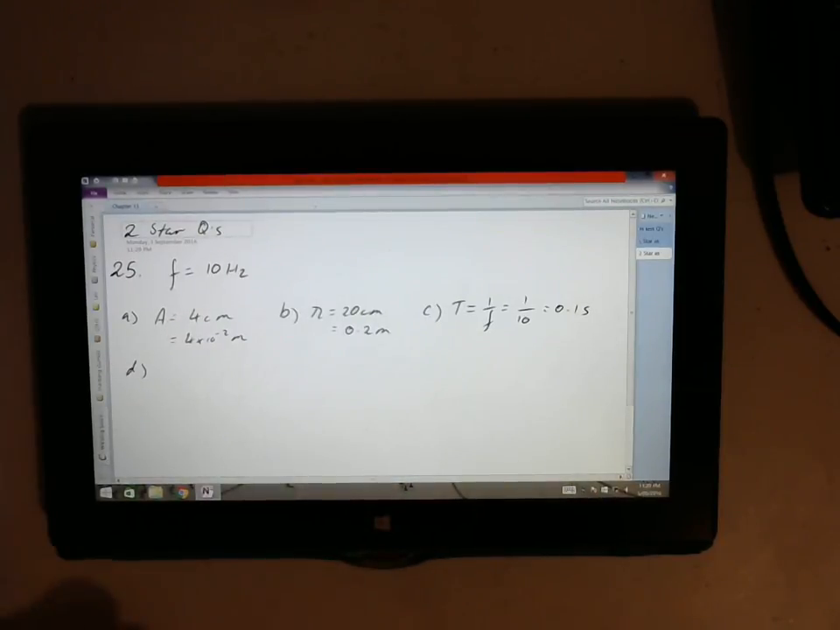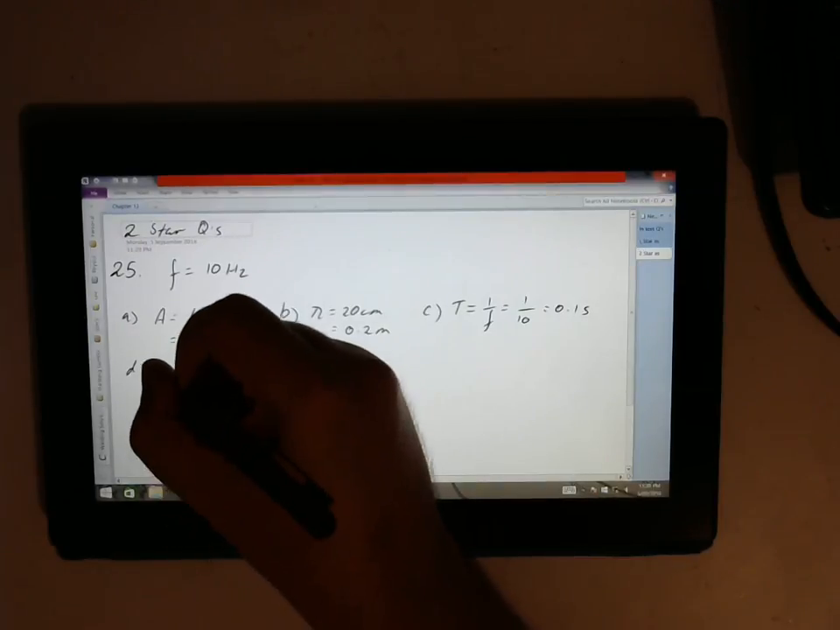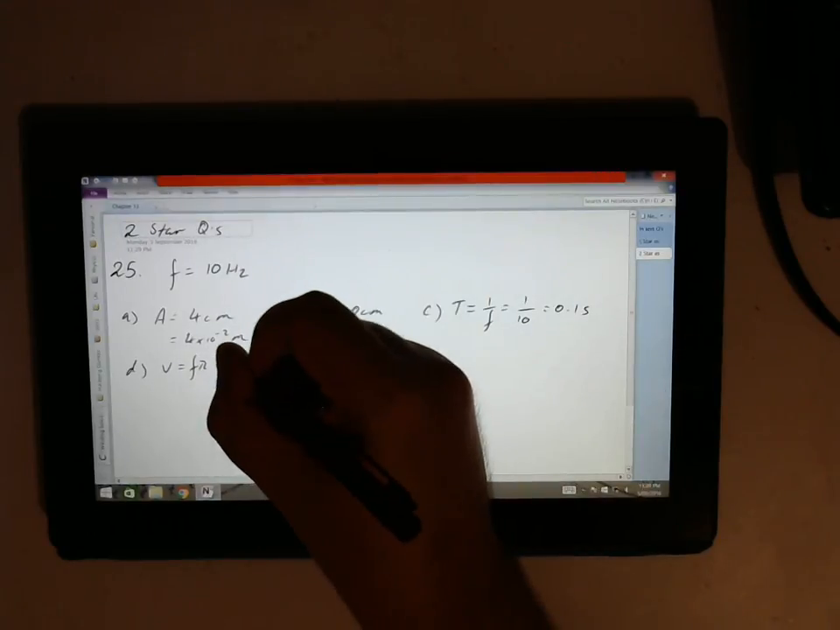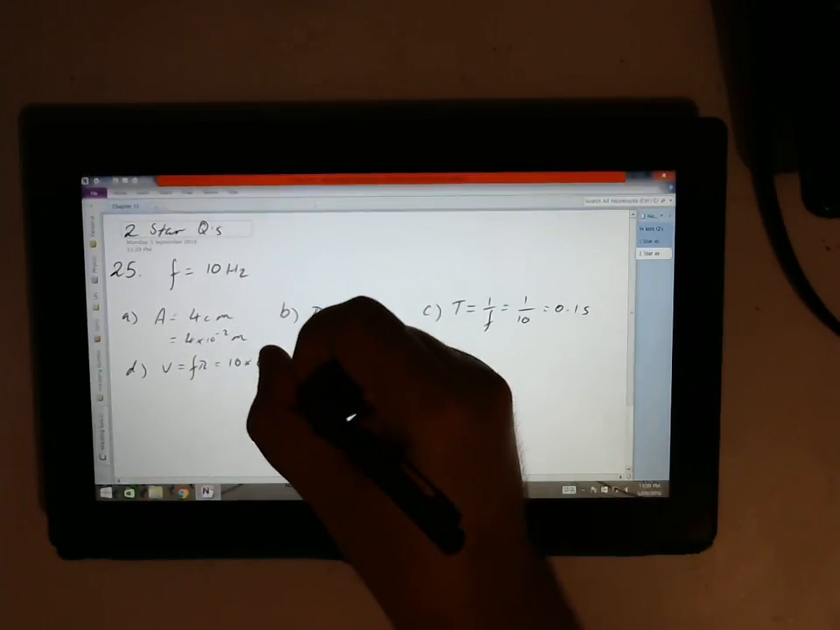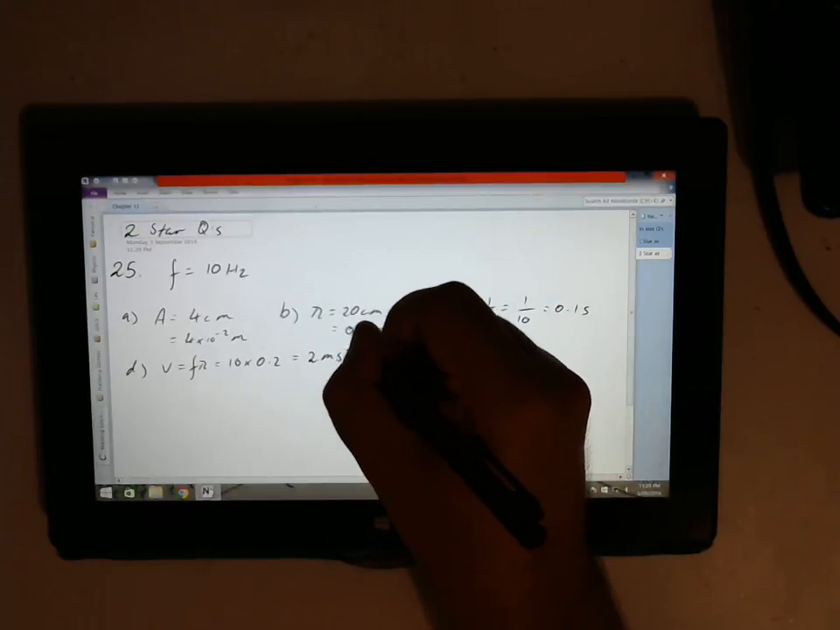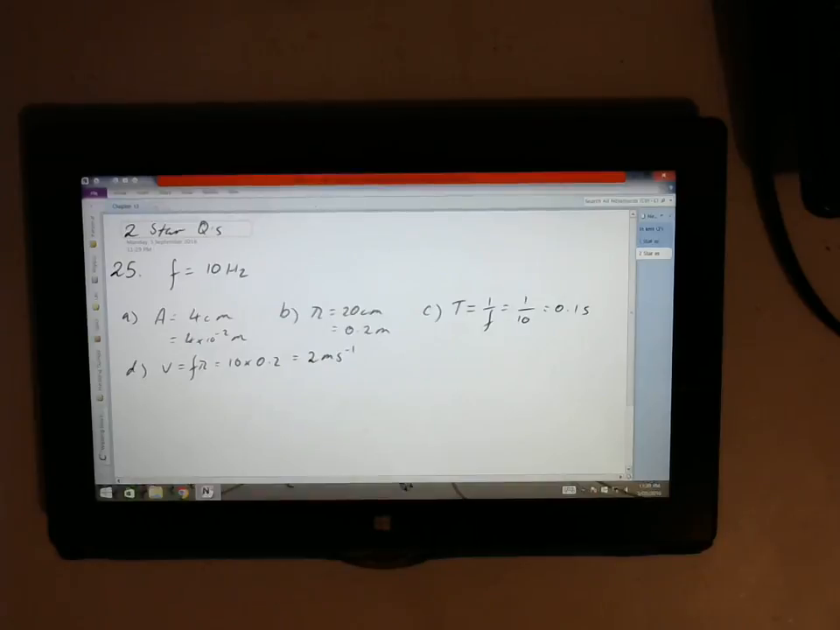Okay, and the last part of the question is asking for the velocity. Again, we don't have time, but we do have the bits we need. We've got our frequency, we've got our wavelength, so let's use our wave equation. V equals F lambda. V equals 10 times 0.2 equals 2 meters per second. Okay, let's see, and the textbook gives that instead. Oh great, it's giving in SI units, which is what we want.